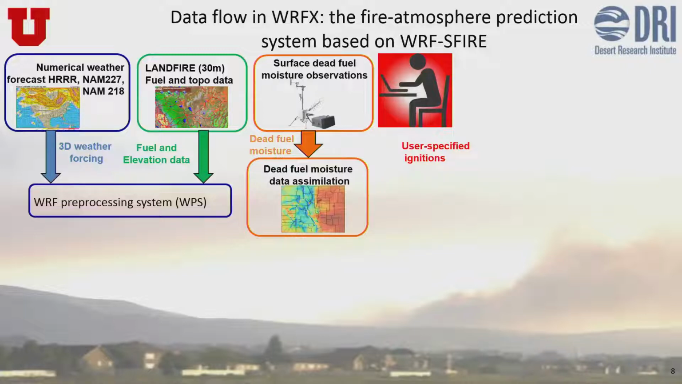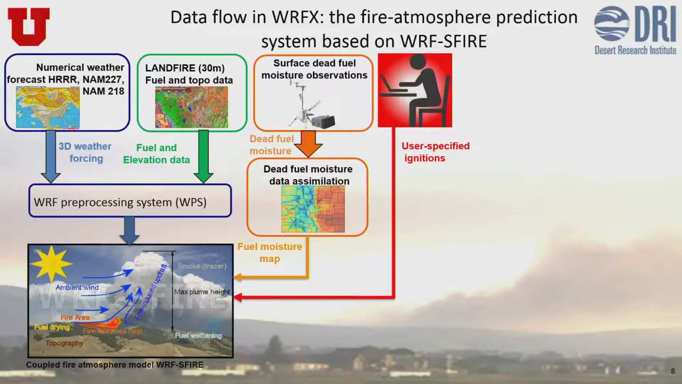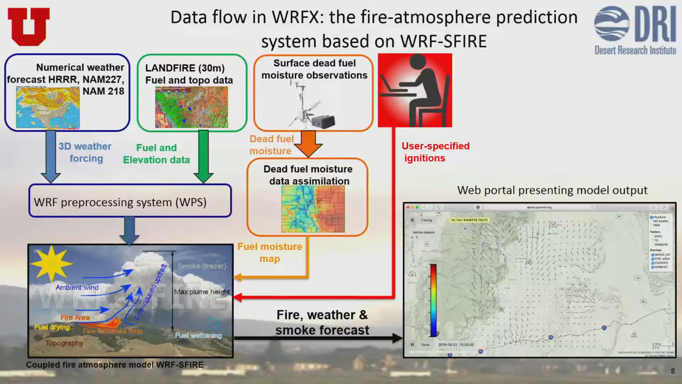So what happens next is that the weather data plus fuel information and the topography get aggregated in our preprocessing system. All the observations from the remote automated weather stations, all the dead fuel moisture data are aggregated here to provide a spatial map. So we run our data assimilation system to have the spatial representation of the dead fuel moisture, and then everything is directed to our WRF-Fire model that generates our fire weather and smoke forecast, which is displayed on the web portal.